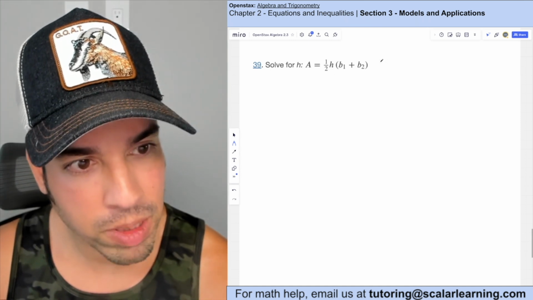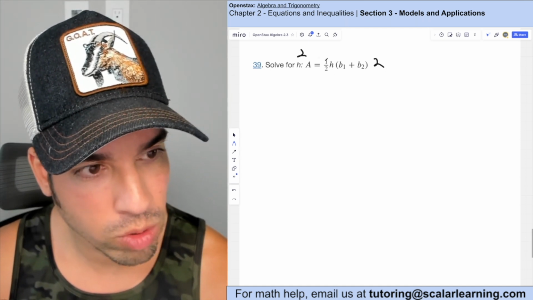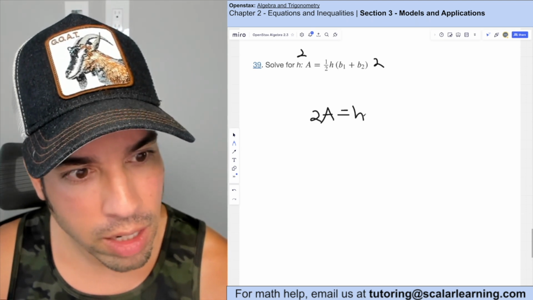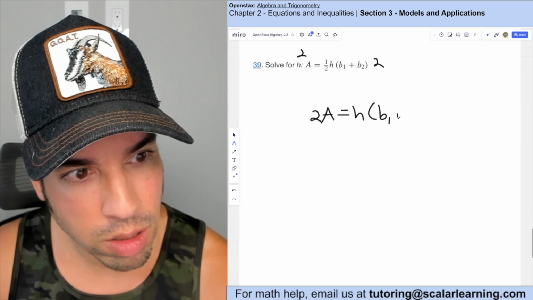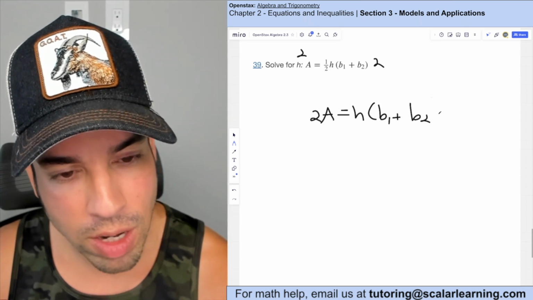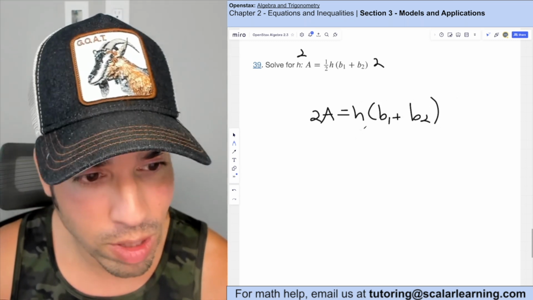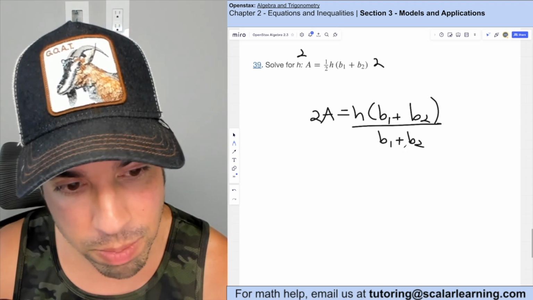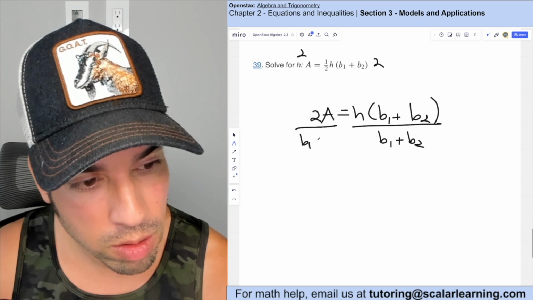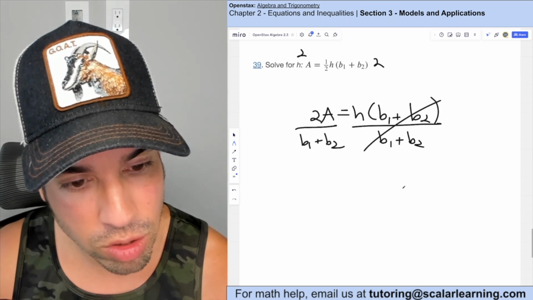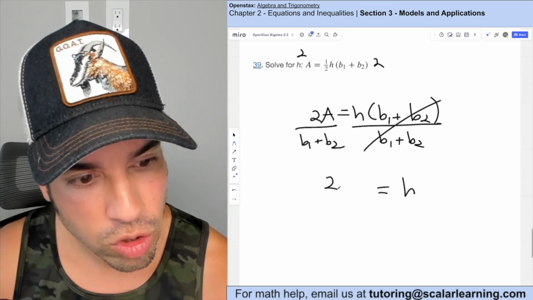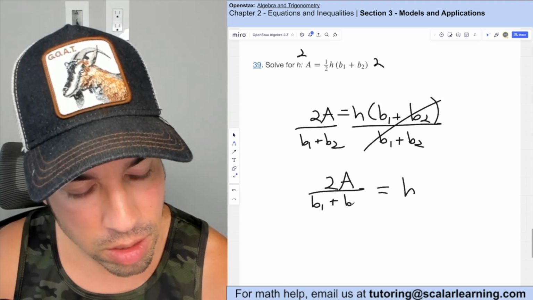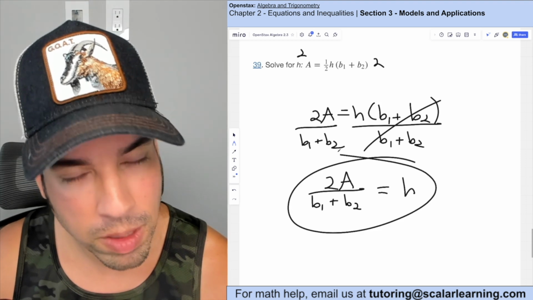So here they want to solve for h, aka isolate h. My first step is I'm going to multiply both sides by 2. That's going to get rid of that 1/2. So 2a equals h times b1 plus b2. Now I can do something cool. I don't have to distribute, don't have to do anything. I can, in one fell swoop, divide both sides by b1 plus b2, b1 plus b2, cancel. h equals 2a over base 1 plus base 2. Boom, done.